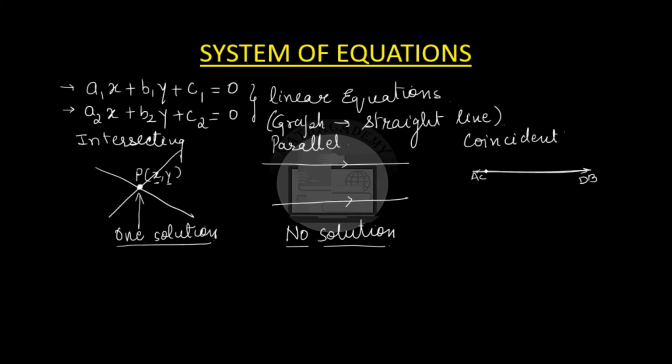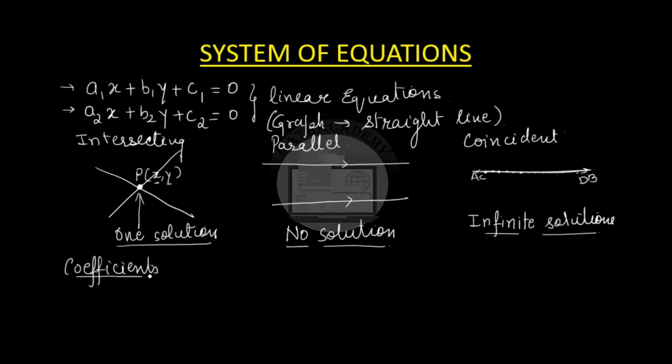And in coincident lines, we see that all the points which are lying on line AB are also lying on line CD. So we will have infinitely many such points which are common to line AB and CD, and hence this is a case of infinite solutions. Now please remember, whenever we get questions based on these in the SAT, there is a very simple way to do it, and this is with the help of the coefficients in the equation.